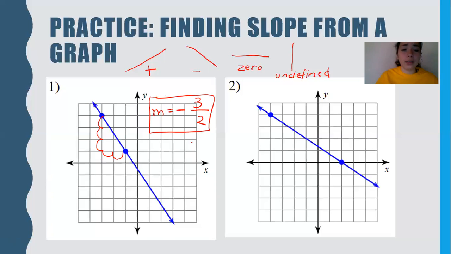Good. I'm really glad. So help me out with this one. Is this a positive, negative, 0, or undefined slope?